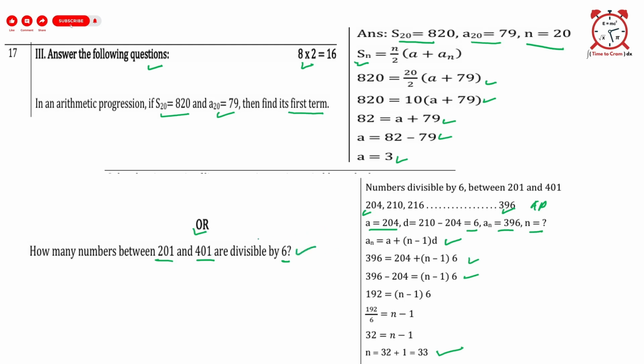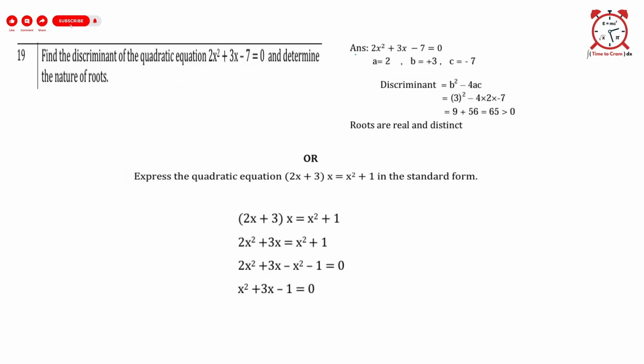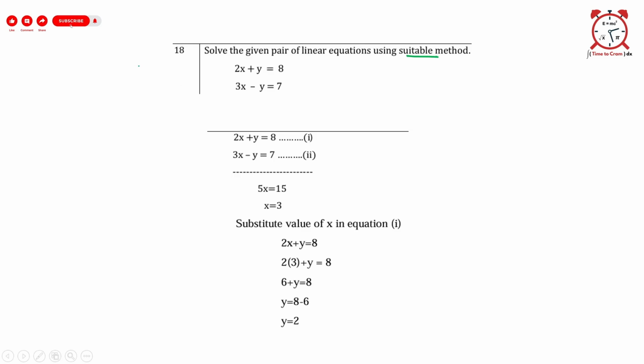Okay. Next question. Question number 18. Solve the given pair of linear equations using suitable method. So here suitable method word is used, so we can use a graphical method as well as a substitution method or elimination method. But here we will use the elimination method, because here elimination method is very easy. You can see that because plus y and minus y is given, so we can easily cut them.